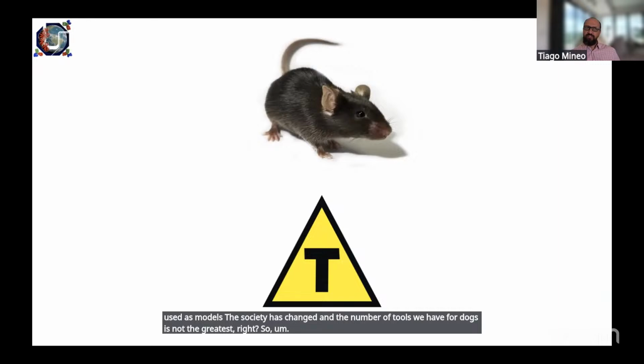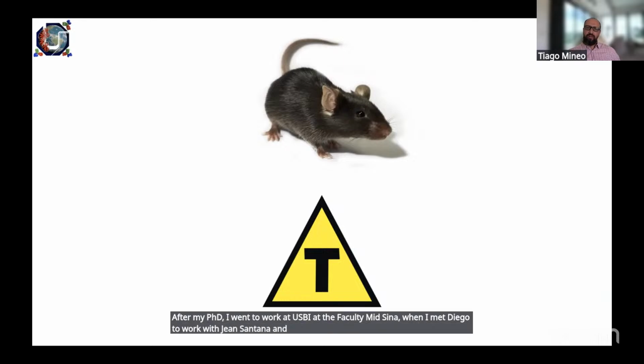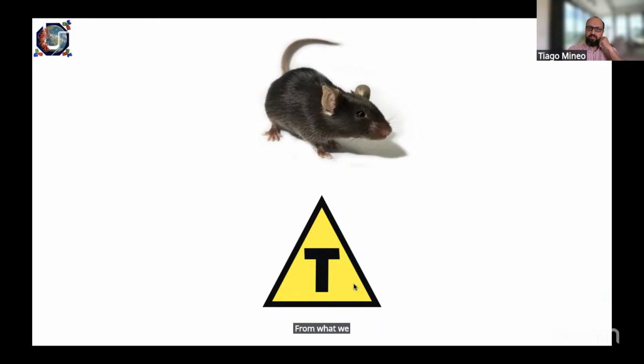After my PhD, I went to work at USP, at the Faculdade de Medicina de Ribeirão Preto, where I met Diego to work with João Santana, and started working with the mouse model and some transgenics, nowadays transgenic parasites or transgenic cells that we make using CRISPR. So that's what I'm going to be talking to you about: what we've done since I started working with these models and where we're heading right now.